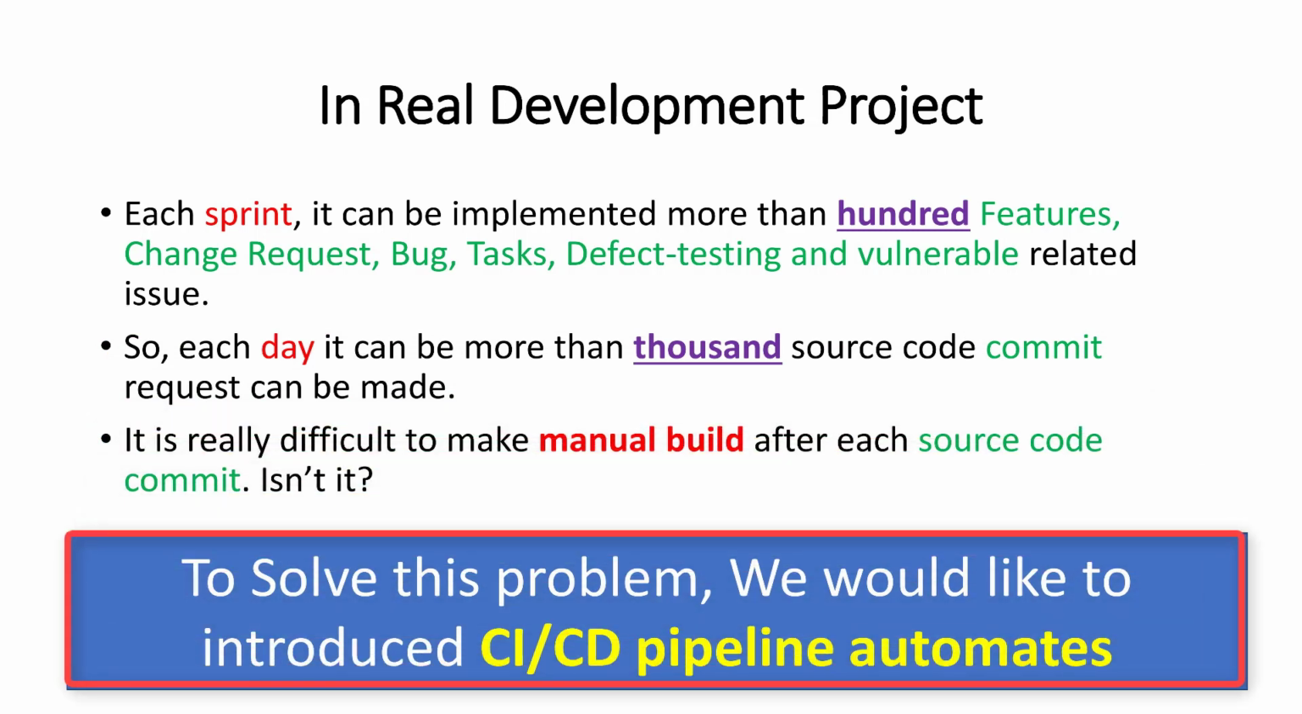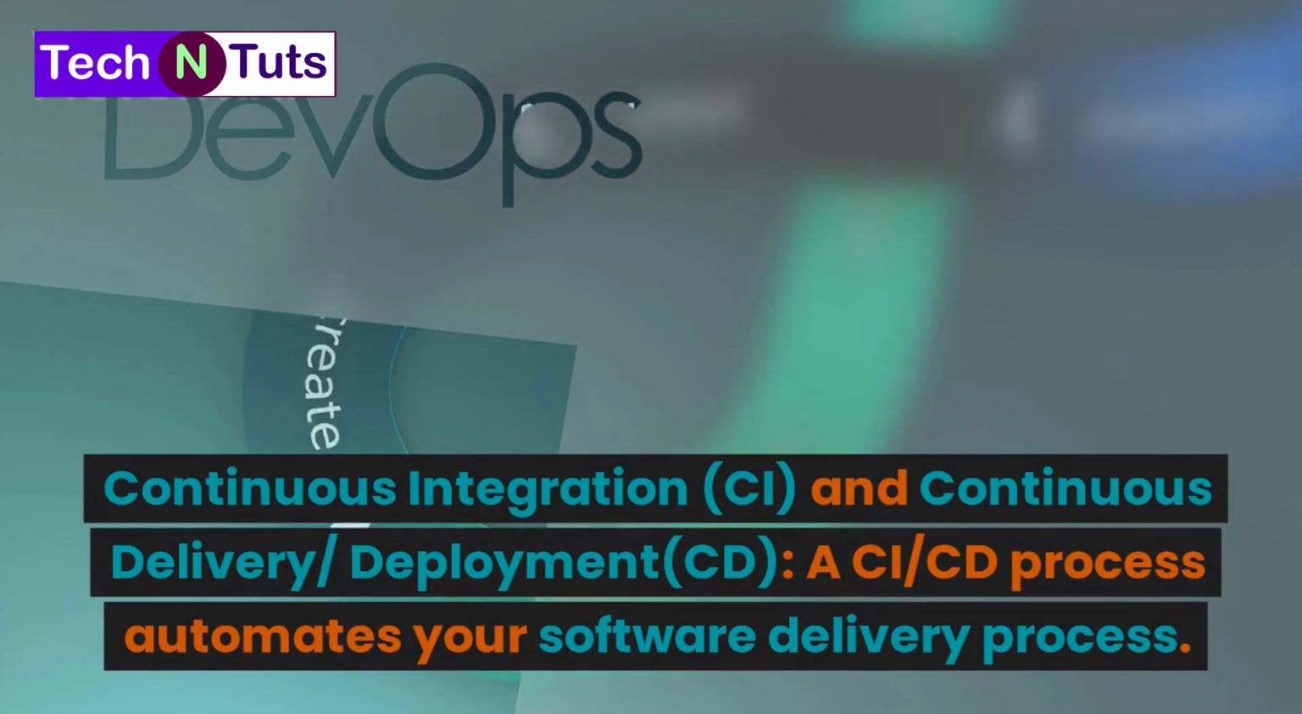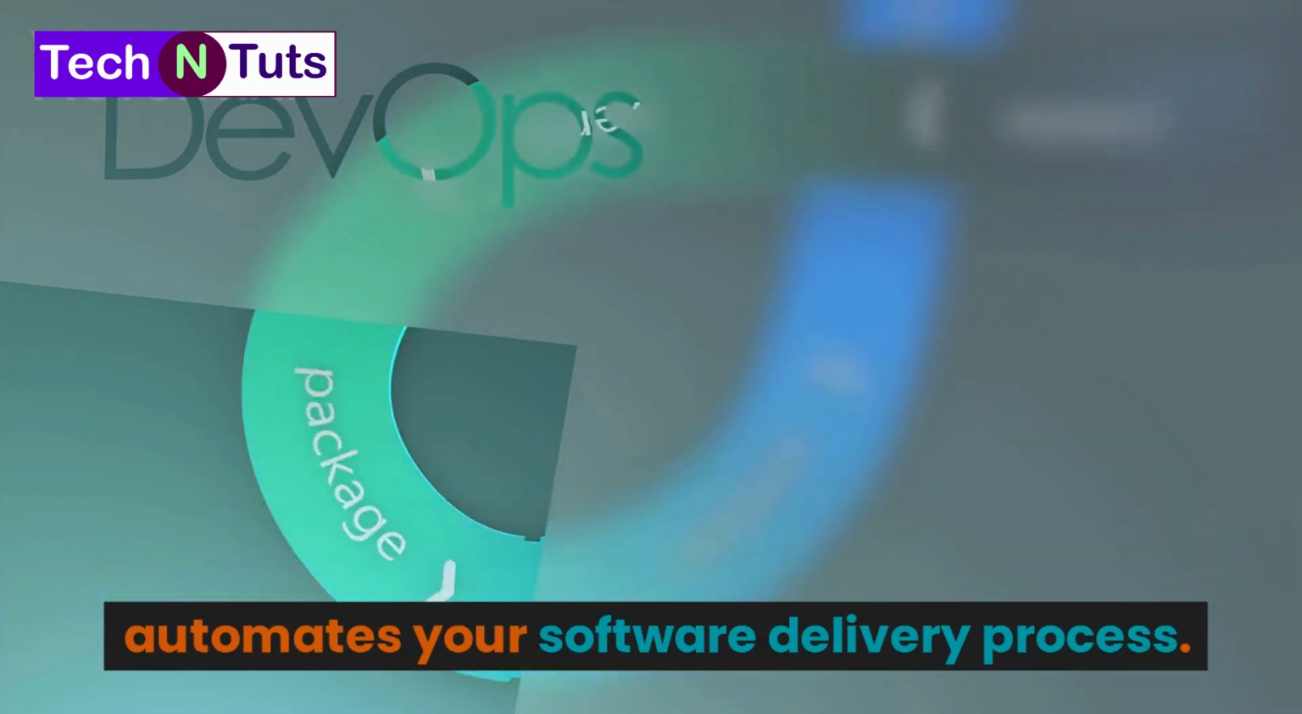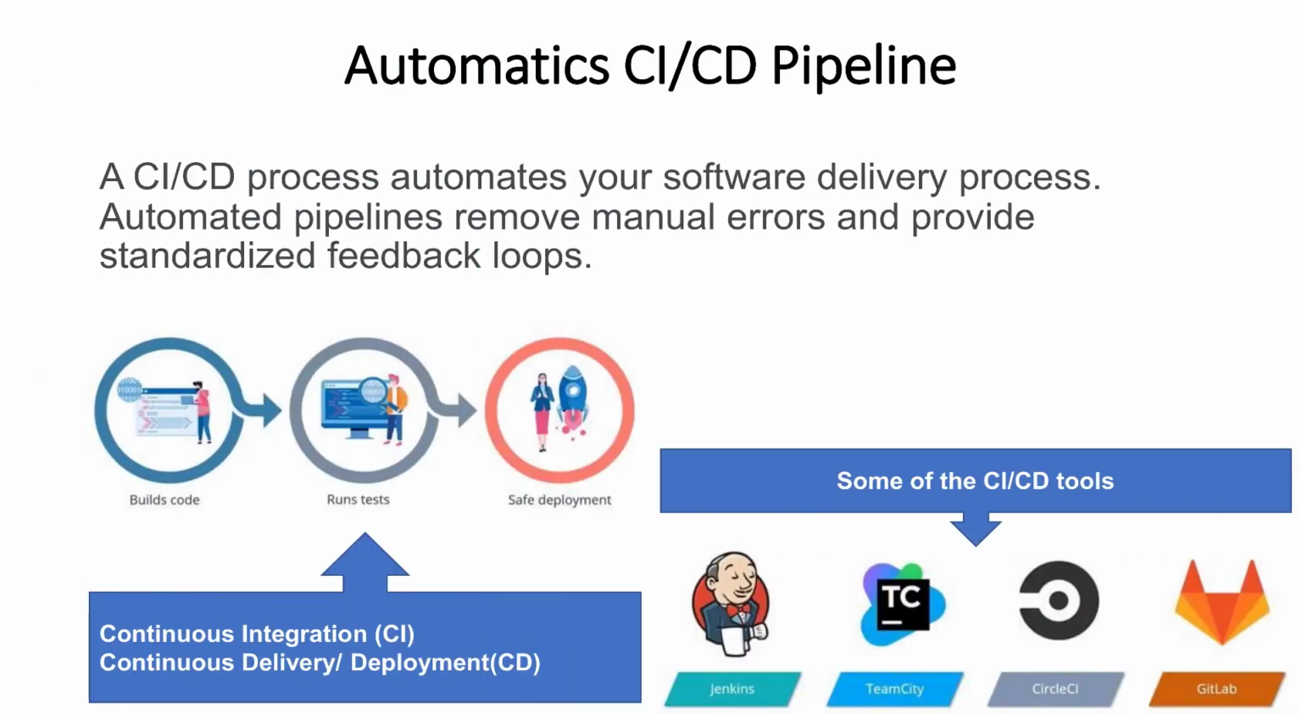To solve this problem, we would like to introduce a CI/CD pipeline that automates continuous integration, CI, and continuous delivery or deployment, CD. A CI/CD process automates your software delivery process. Automated pipelines remove manual errors and provide standardized feedback loops. Some of the tools that can be used for CI/CD automation are Jenkins, TeamCity, CircleCI, and GitLab. Jenkins and GitLab are the most popular CI/CD tools.